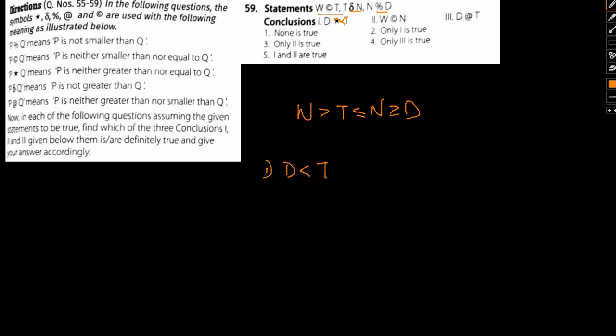Okay. So second is W C N, and C represented basically greater than W, greater than N. Again, we cannot say W is greater than N because W is greater than T and N is greater than equal to P. So we cannot definitely say. So this is again wrong. And last conclusion, D at the rate T, at the rate equal to D equal to T. No, we cannot say D equal to T. From this, it cannot be concluded. So this is wrong. So none is true, option A.